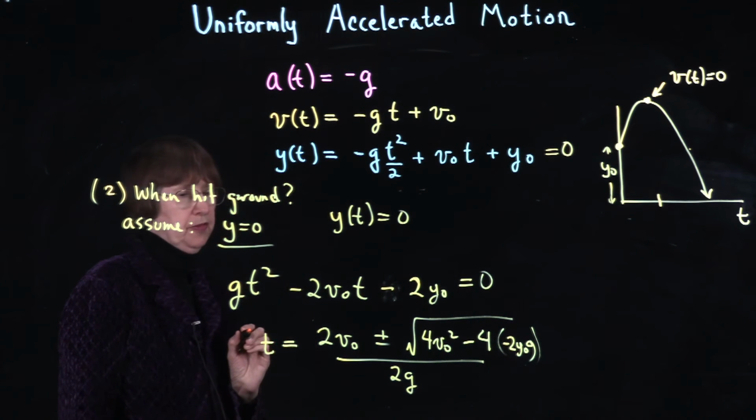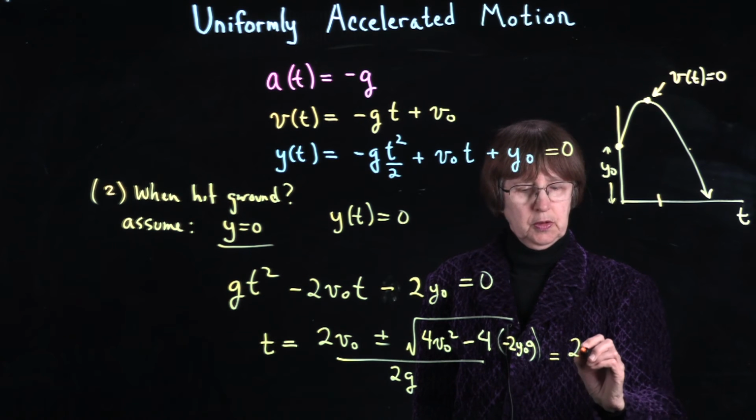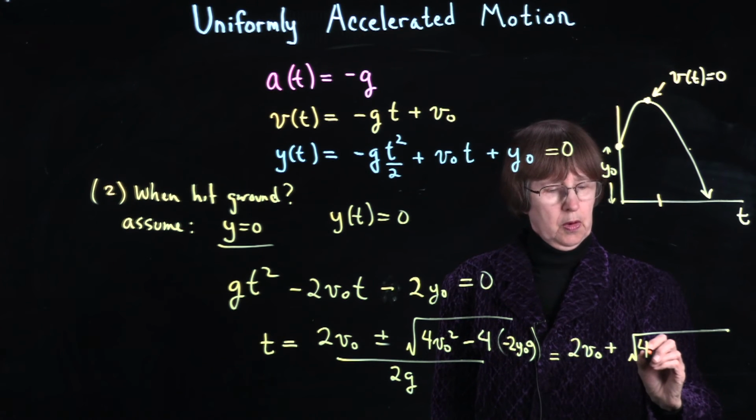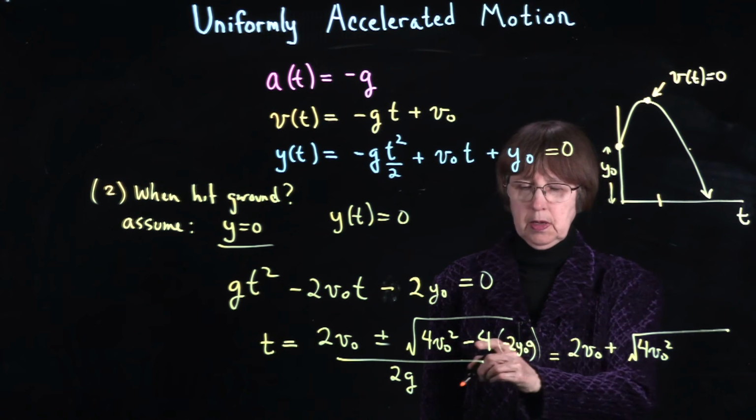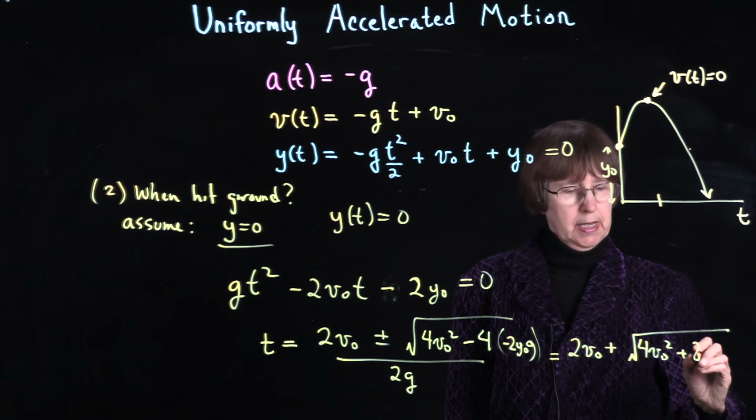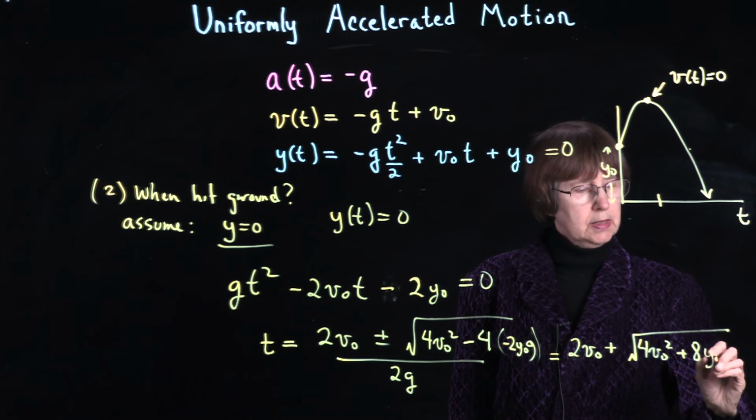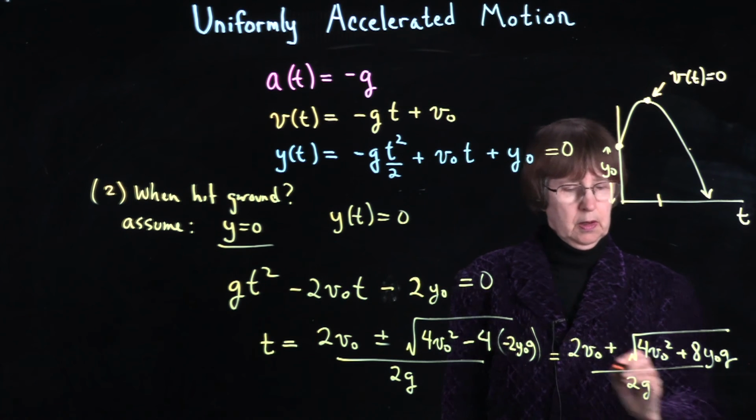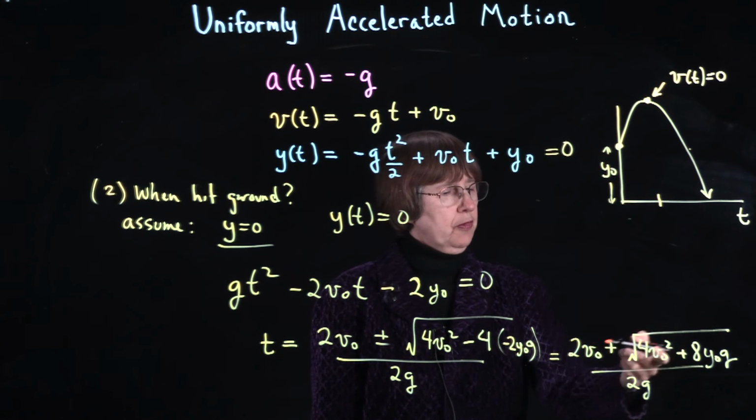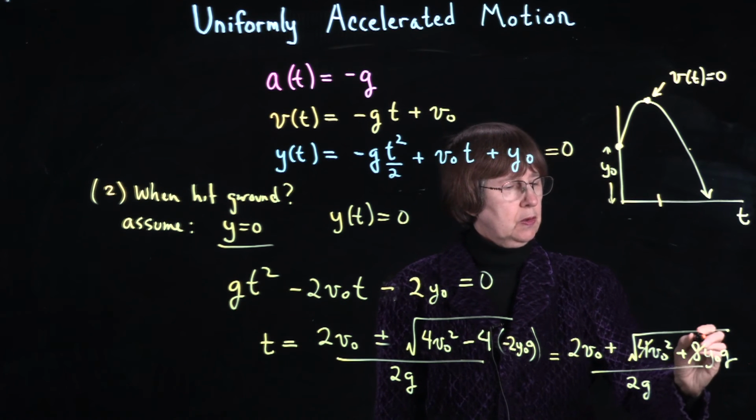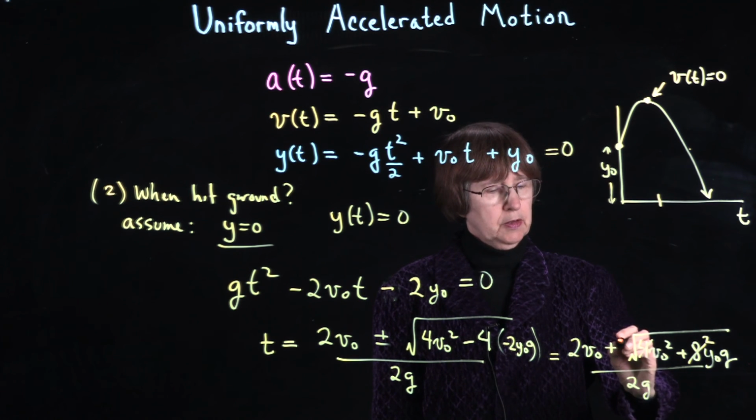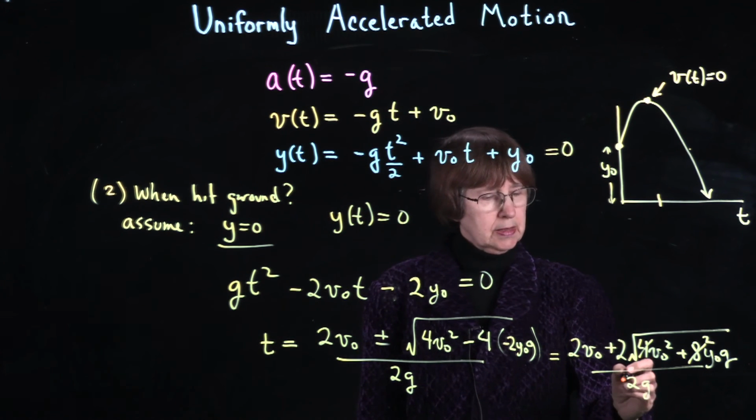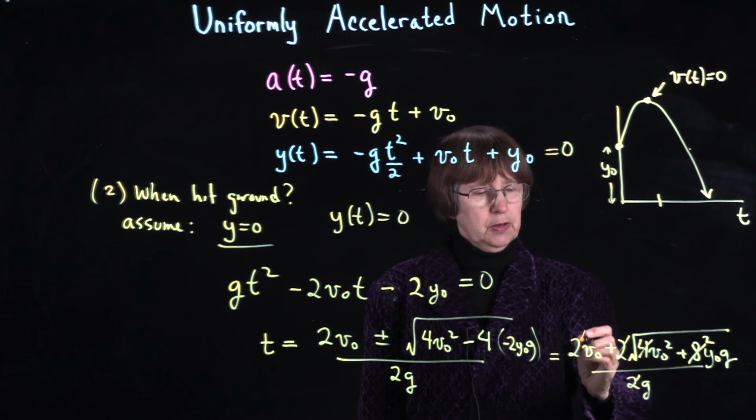Now this can get simplified a little bit, so this will be 2 v0. We'll keep the plus or minus square root of 4 v0 squared. Here we'll have a plus 8 y0g all over 2g. We can take out a factor of 4 from here, and when we do so, this will become a 2, and a 2 will come out. Once that happens, we can cancel out these factors of 2.